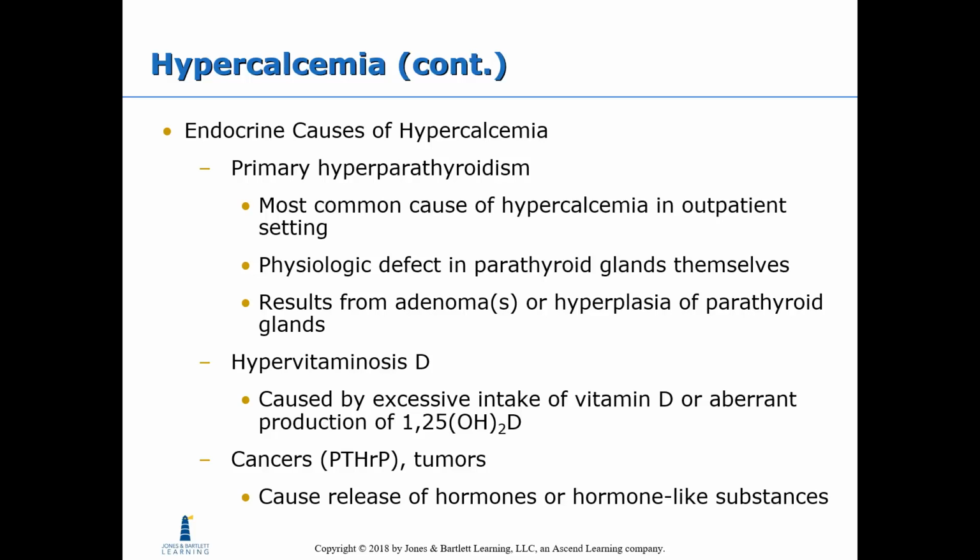Hypervitaminosis D is caused by excessive intake of vitamin D or aberrant production of 1,25-OH2D. Cancers, PTHrP tumors, cause release of hormones or hormone-like substances.